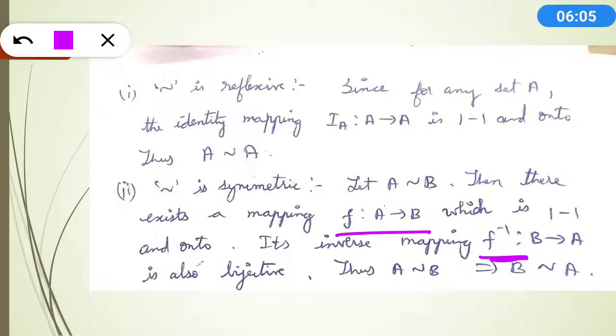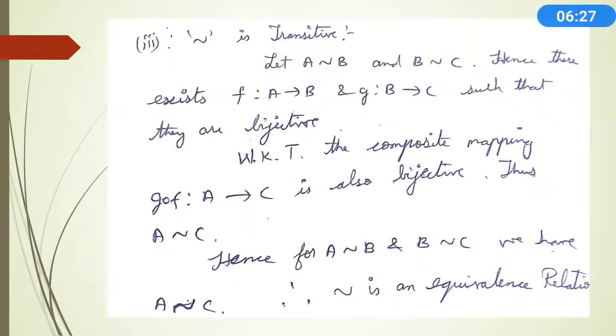F is from A to B. What will be the reverse? It will be from B to A. Obviously, since f is one-to-one and onto, this f inverse will be one-to-one and onto. That means B is equivalent to A. So we have proved the symmetry condition also. Next, we'll see the transitive condition. So for the transitive condition, what do we have to prove?